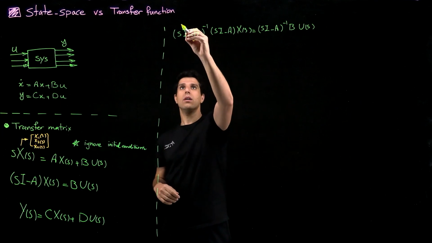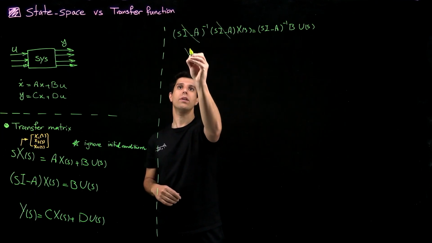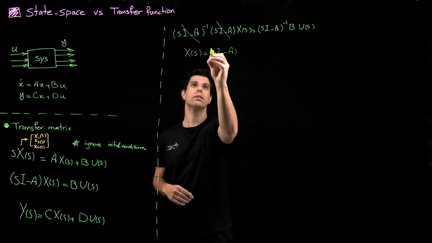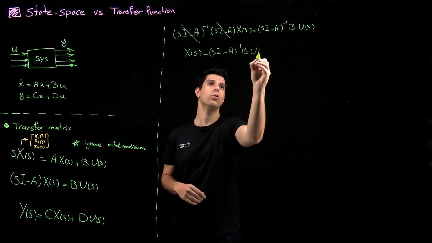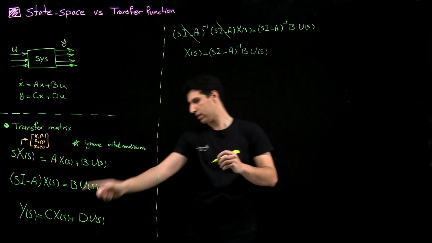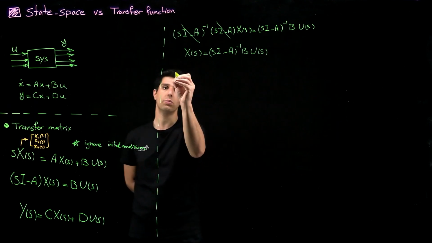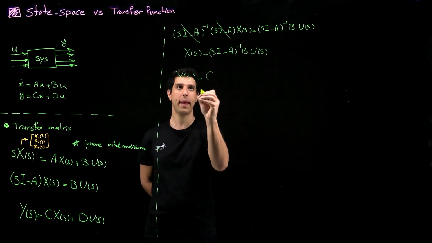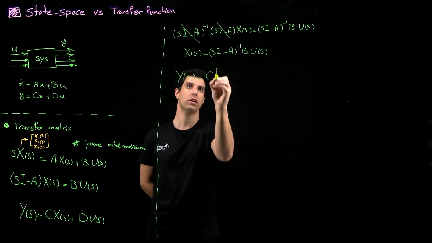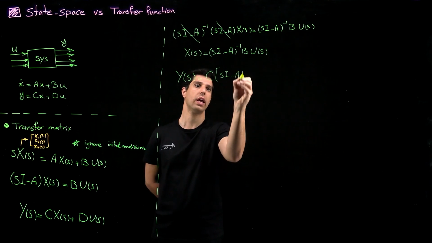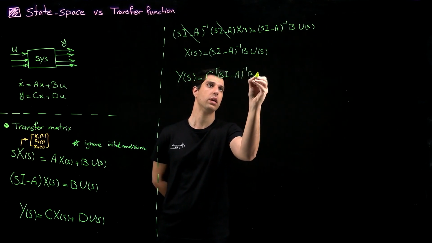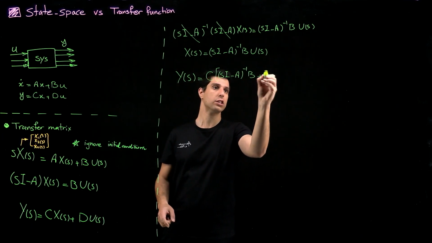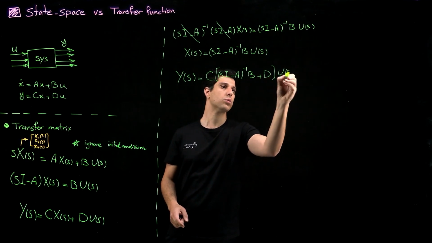So these two cancel out. What I have is X(s) equals (sI - A) inverse B U(s). And now that I have X(s), I can substitute it here. So my Y(s) becomes C X(s), this whole thing, (sI - A) inverse B. I'm going to factor out one U(s): plus D, all of it times U(s).